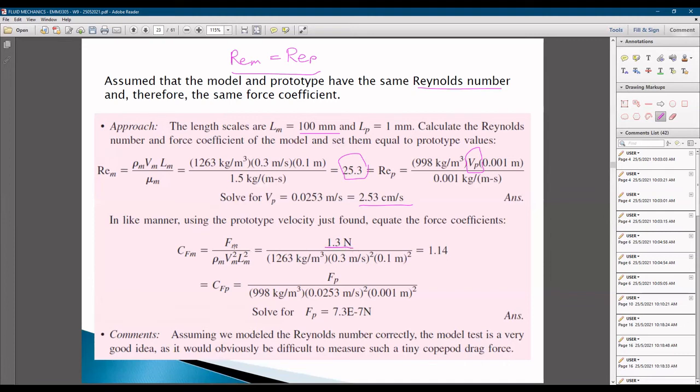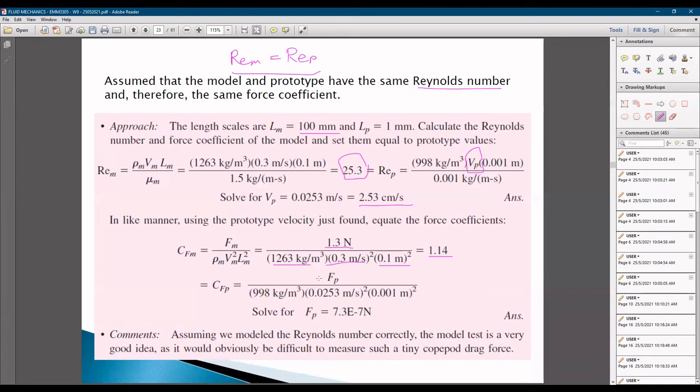So the coefficient of drag is the ratio between the actual drag force divided by this set of equation, rho V squared times L squared. The rho for the glycerin is given here, the speed inside the glycerin, and this one is the length of that particular model. And finally, you get the coefficient is 1.14.